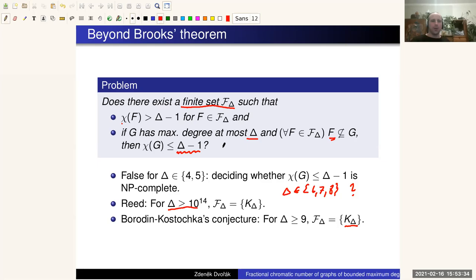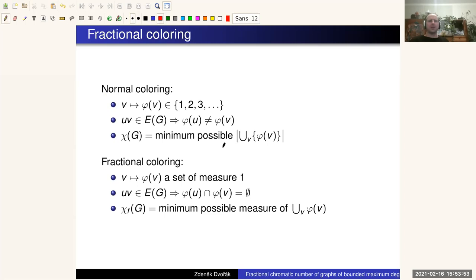And so for that, it's convenient to consider some less strict notions of colorings which do not restrict you just to the integers. And the one that I will be speaking about in my talk is the fractional coloring, or fractional chromatic number. So let me just give the definition.